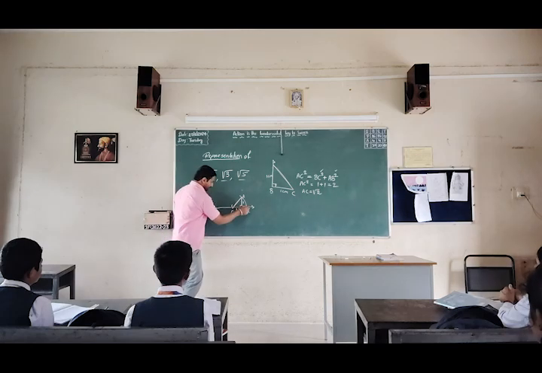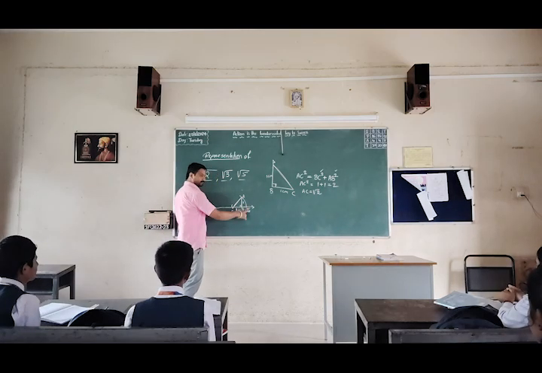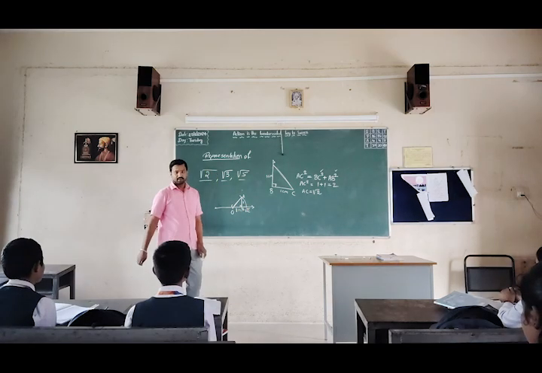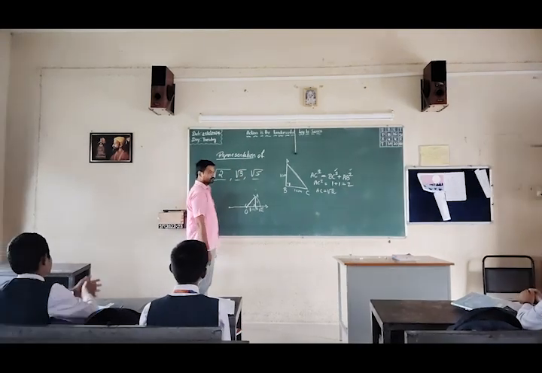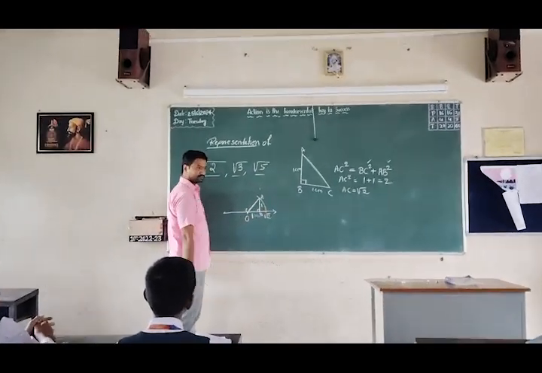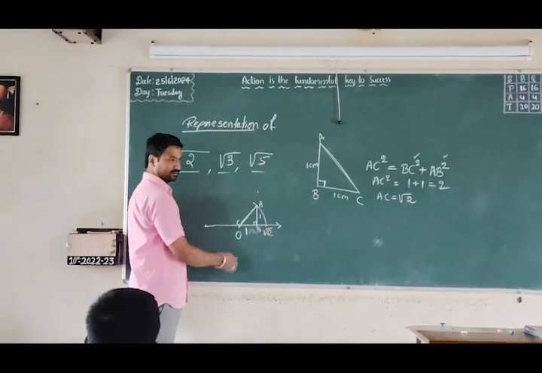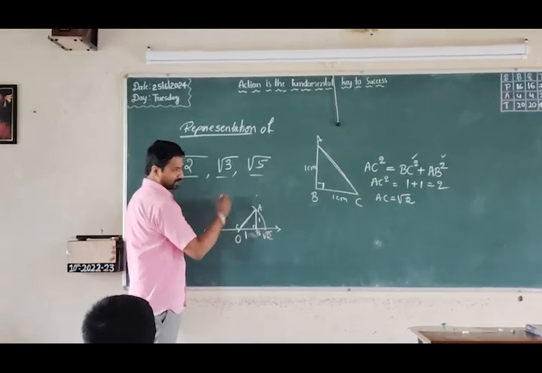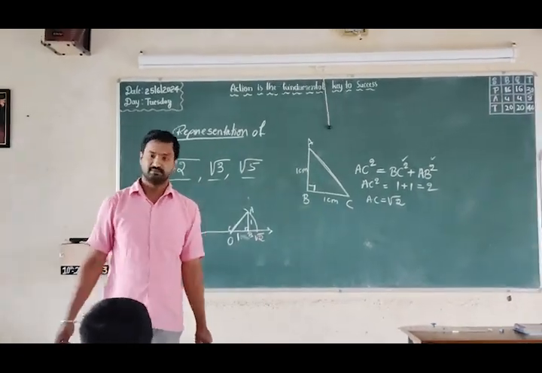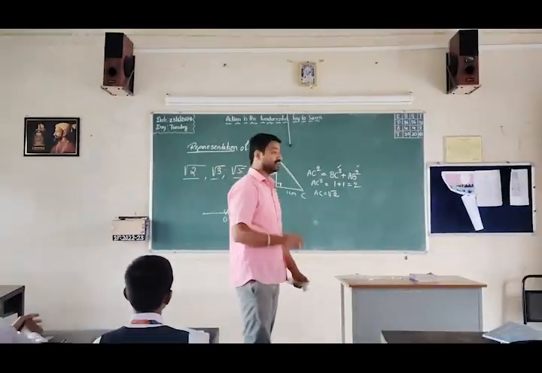So it means we can easily represent root 2 on the number line. Then what about root 3, sir? Because we were able to take 1 here, and root 2 also. How do we draw root 3 then?